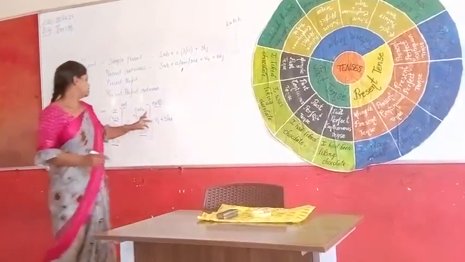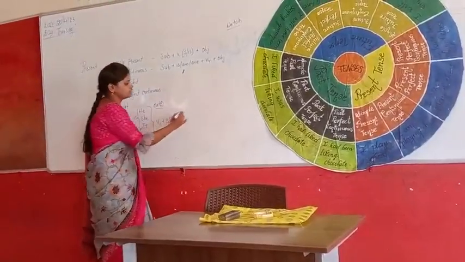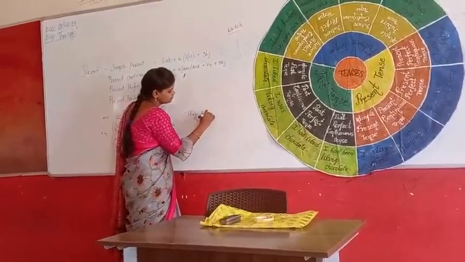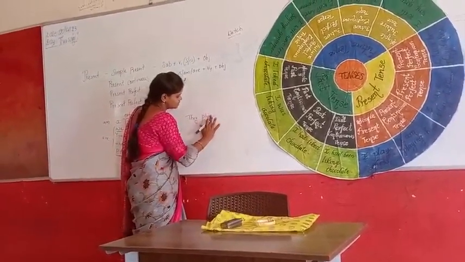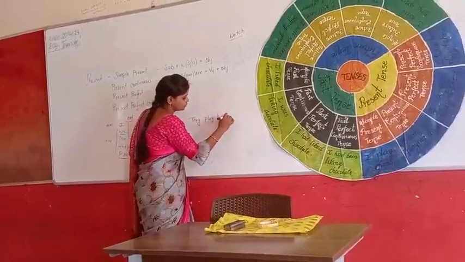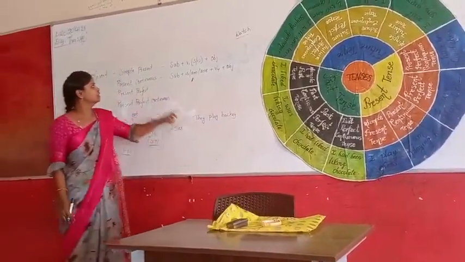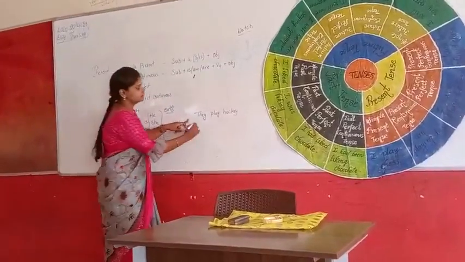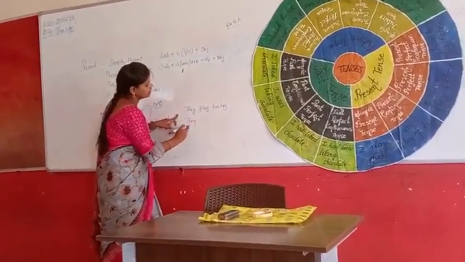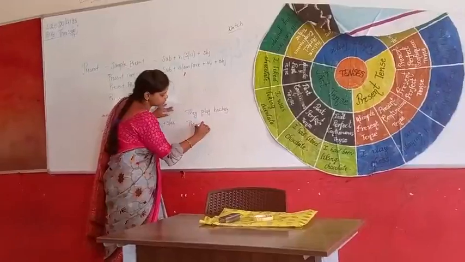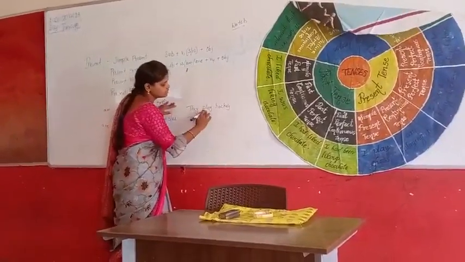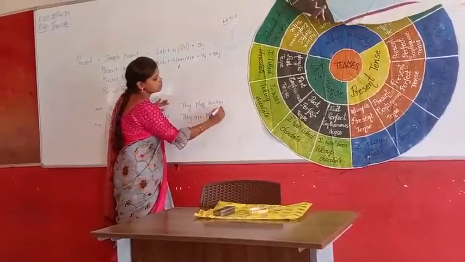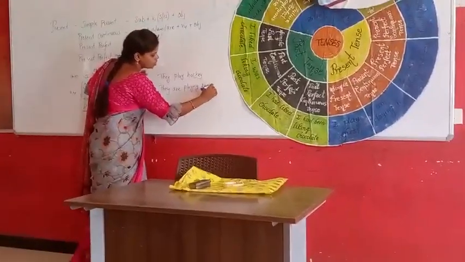So, one example I want to write here for simple present: They play hockey. It is for simple present, and present continuous is: They are playing hockey. They is followed by are, and before is playing. Play before is playing. Last is the object, hockey.